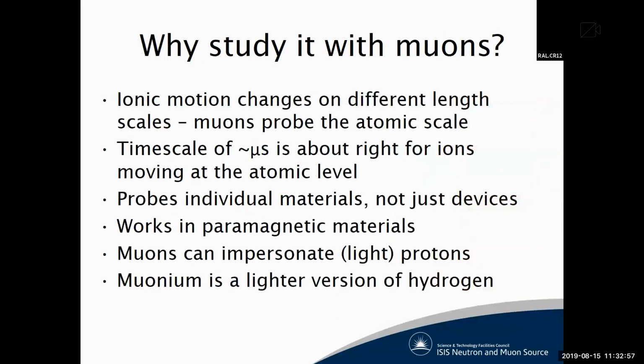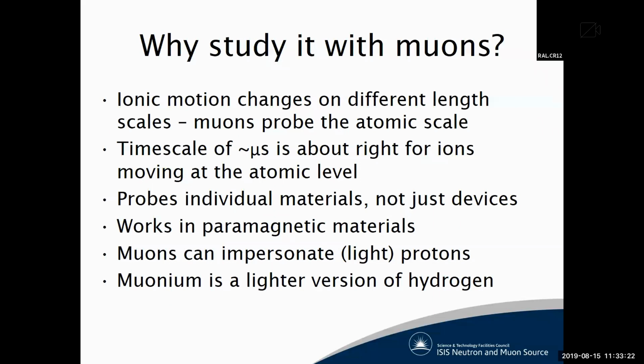So the first thing about ionic motion, it often changes on different length scales in a material. So what's going on at the scale of the atoms can be quite different from what's going on at the scale of the bulk material or a full-size device. And muons probe the atomic scale, which is often one of the simplest places to look. And it's also quite instructive because if you understand what's going on at the foundations, you can then work out what the shape of the rest of the building can be.